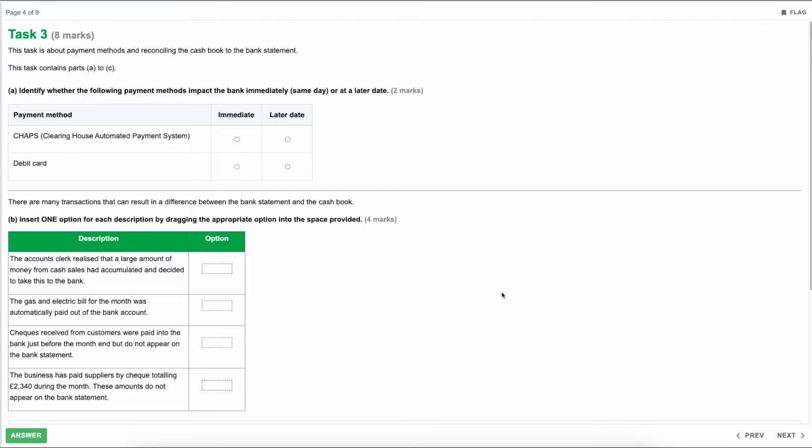Part A then, identify whether the following payment methods impact the bank immediately, so same day, or at a later date. 2 marks, 1 mark for each. These are hopefully something that you are aware of now. They should be described at decent length within your books. CHAPS, Clearinghouse Automated Payment Systems, is usually used for large transactions. It's an electronic way of transferring high amounts of money and would be done immediately. And debit card would again be immediate. And when we say immediate, it would be same day. So nice easy start there.